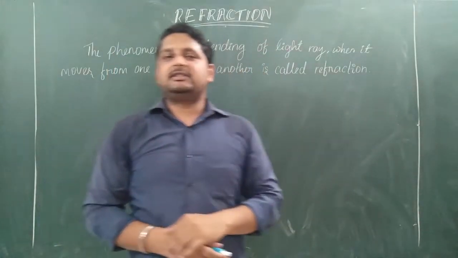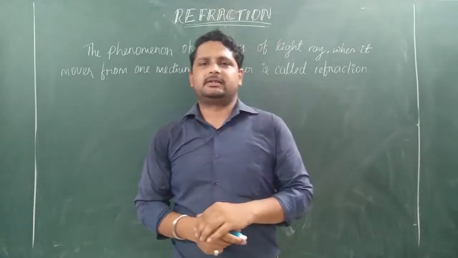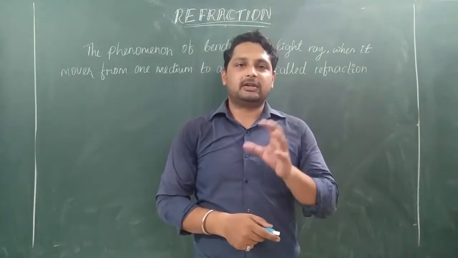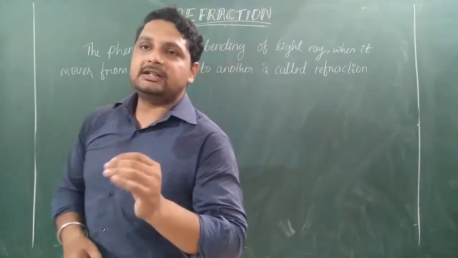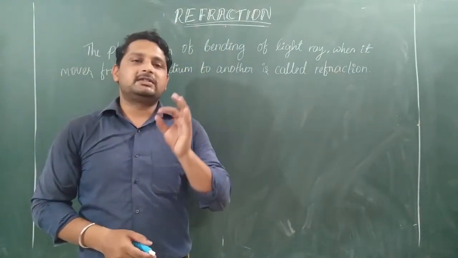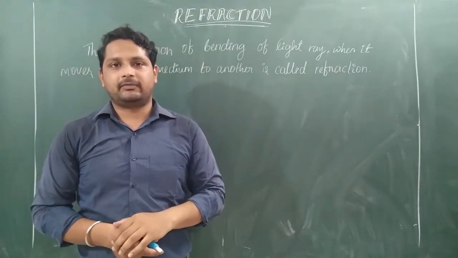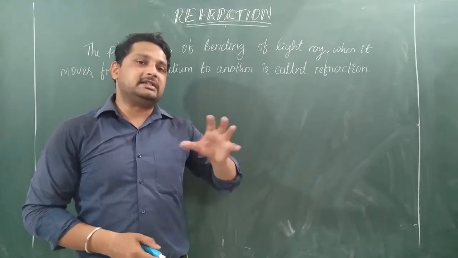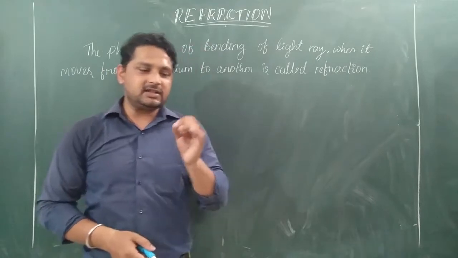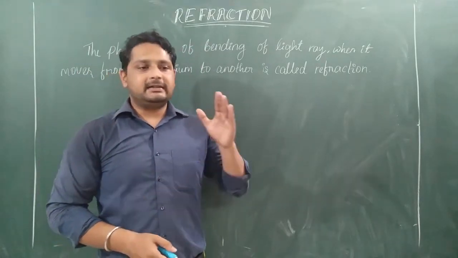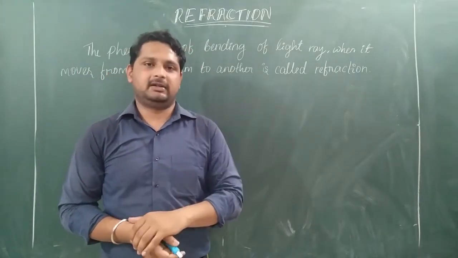Now the question is, why does the light ray bend, or why is there a need for the light ray to bend? The reason is the change in speed of light. Whenever there is a change in the medium, the speed of the light changes, and due to this change in the speed of light, the light ray bends or appears to bend.